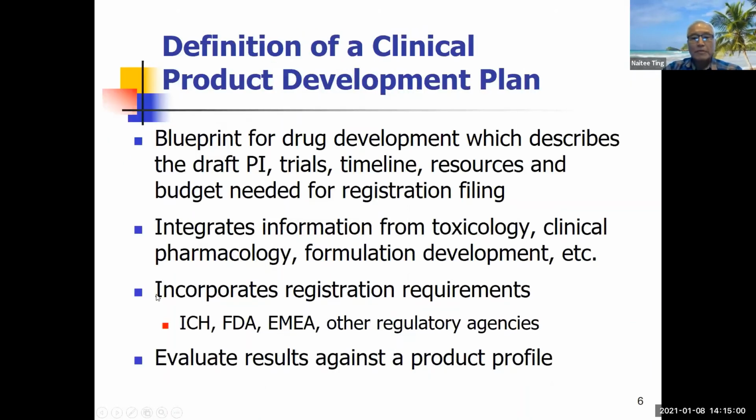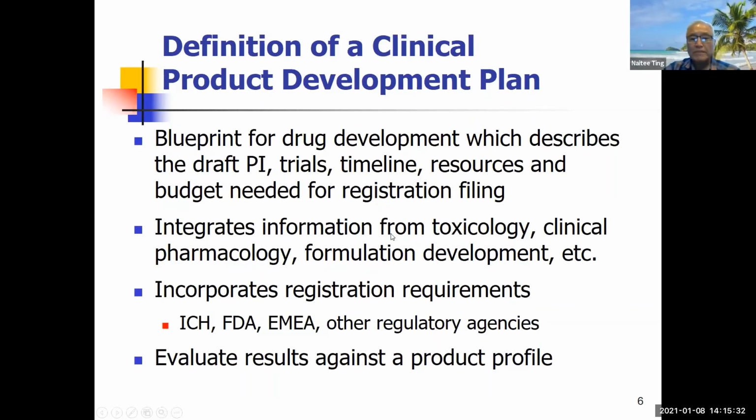Last time we talked about the clinical development plan, which is actually a blueprint for drug development. It describes the draft package insert, which is your draft label, also known as TPP, target product profile. As we can see, there are the timelines, resources and budget needed for registration filing. Once you can map out all the studies like the Gantt chart showed, you can estimate the resources you need to invest and devote into the drug development.